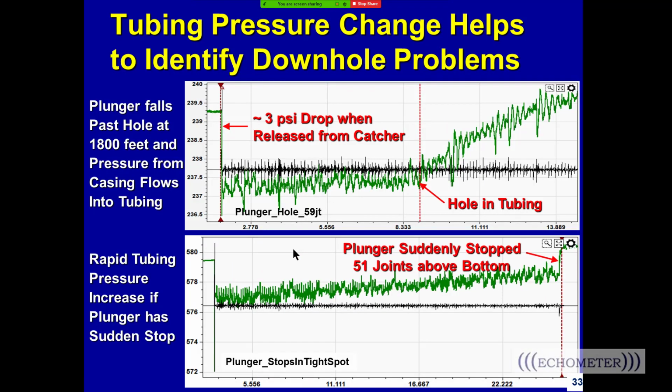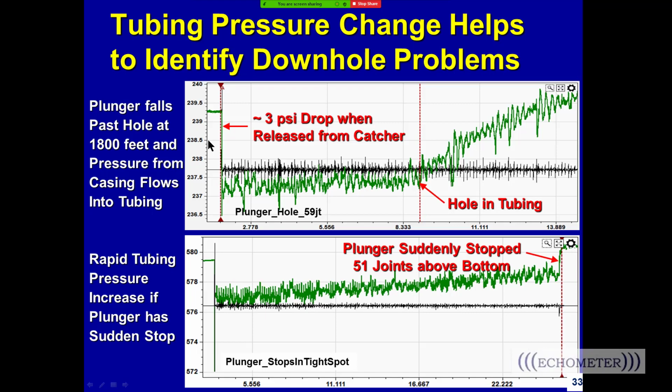So here's two examples of this pressure phenomenon. Here we drop the plunger right here. It drops, and this is where the example is plunger stops in a tight spot. And then you can see the plunger falling on the acoustic signal. And then when the plunger gets down to about 51 joints above the bottom, the whole 3 psi pressure from the plunger disappears. This vertical line means it suddenly stops. Well, here it suddenly started because it was released from the catcher, sudden drop. And here it suddenly stopped because it got trapped by a tight spot. And we see that. So we know the plunger to make the bottom. We can count the collars down to the depth. We know it's 51 joints off bottom. There's a tight spot right there.